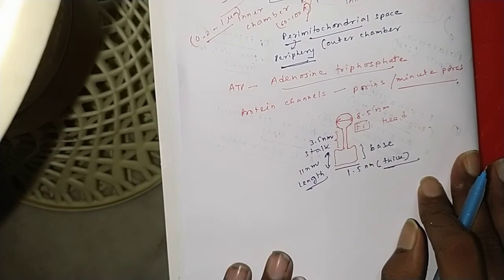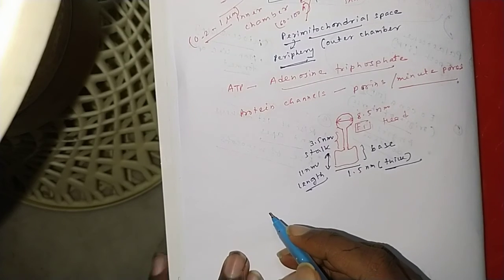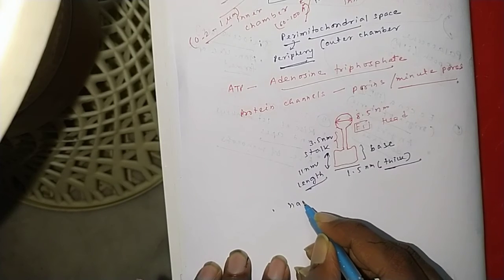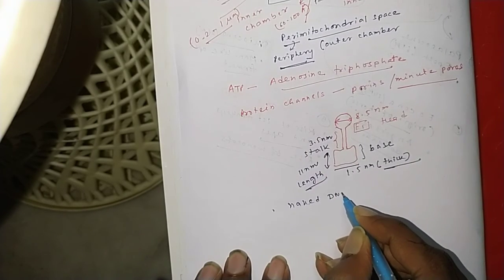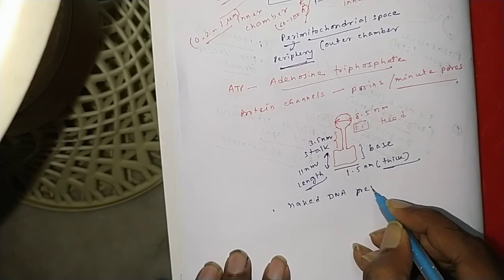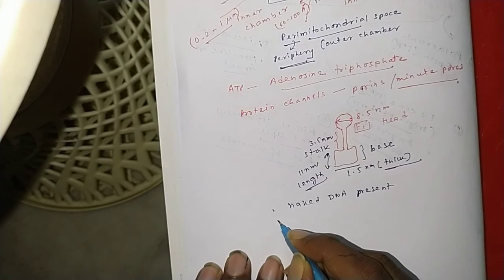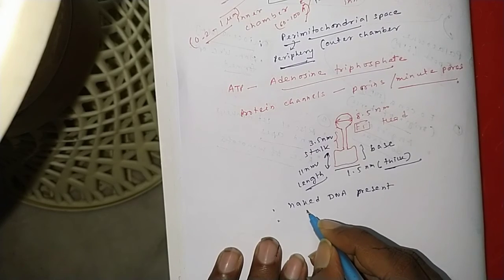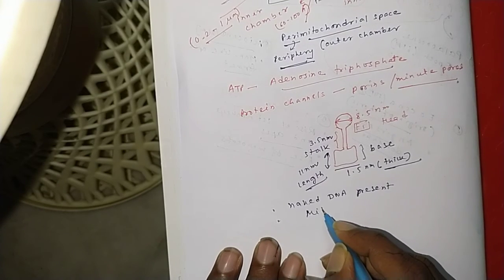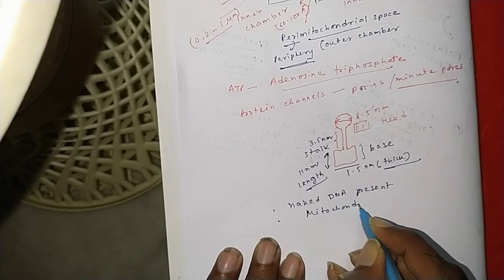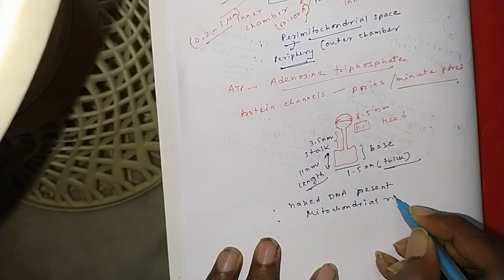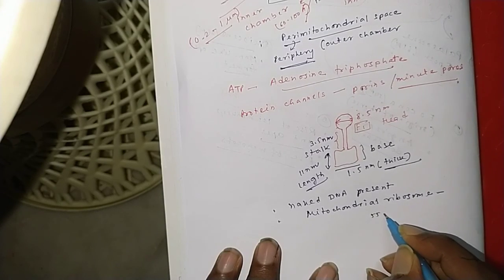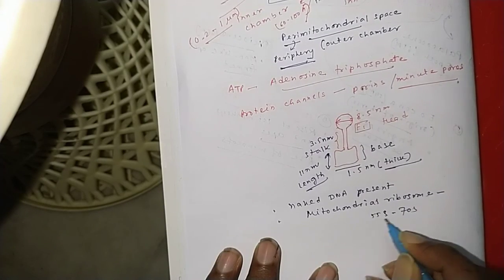Now the mitochondria has its own DNA, but it is naked. So naked DNA is present in mitochondria, and they have their own mitochondrial ribosome, called the mitochondrial ribosome, and their size is 55S to 70S.